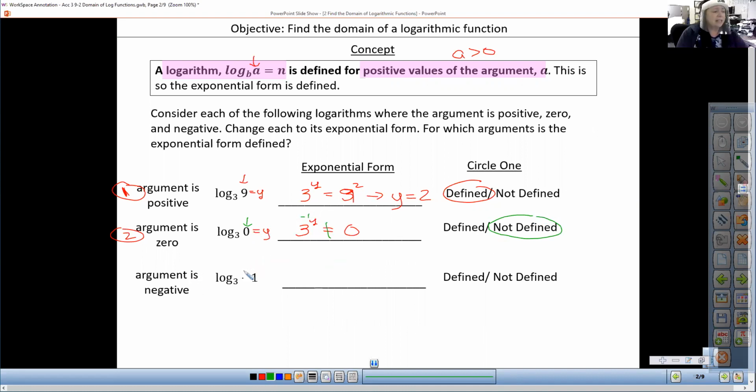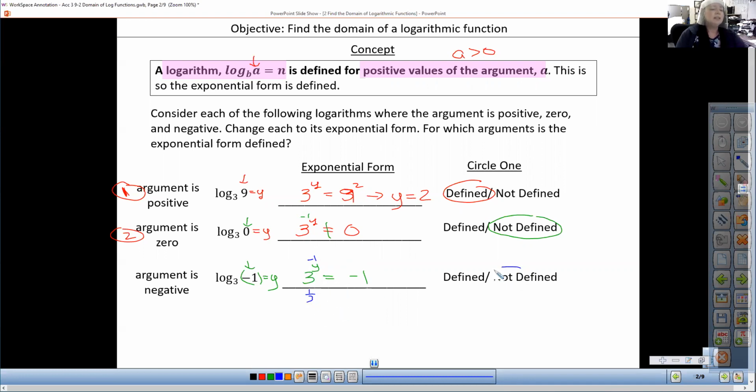If the argument is negative, that's our -1 here. Remember, that's not your exponent. You're equal to your exponent. So 3 to some exponent equals that argument, which is -1. This isn't possible either, for the reasons that I just outlined before. If y is a positive number, we get positive powers. If y is 0, we get 1. If y is a negative number, we don't get negative numbers, we get positive fractional powers.